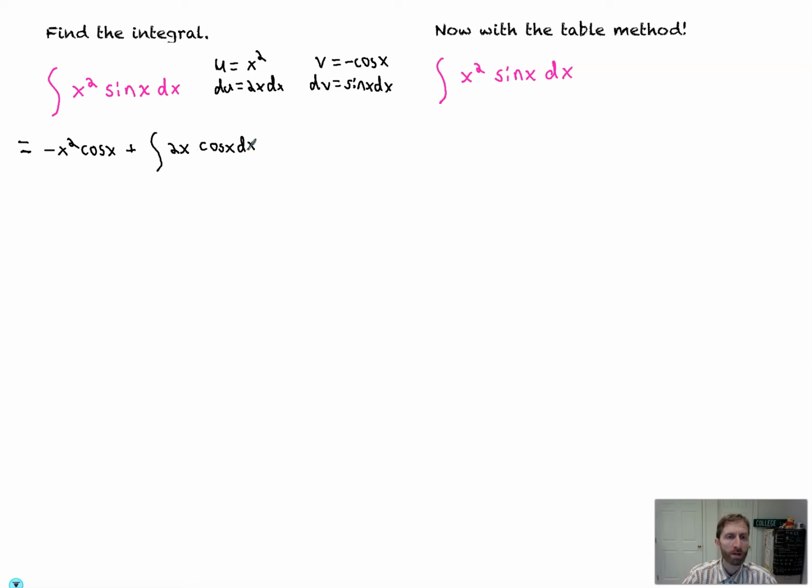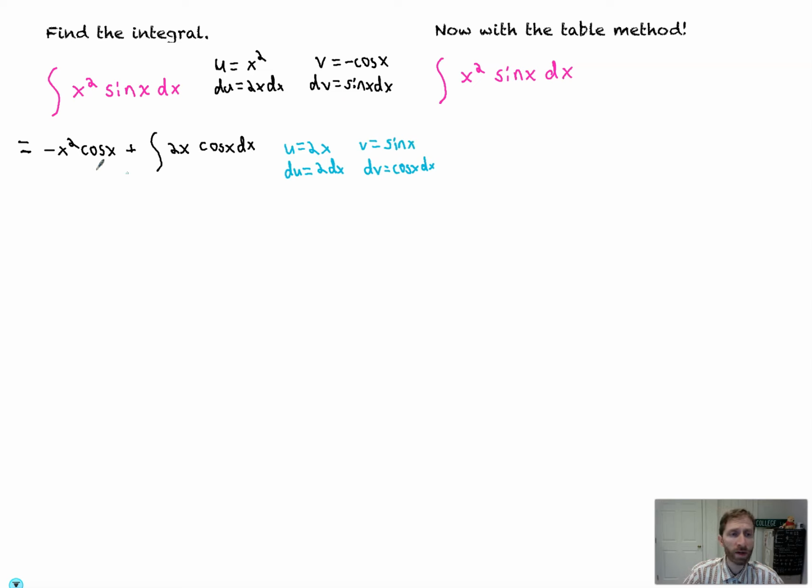No problem. So we do it again. And so u, again, should be 2x. The reason why that should be 2x is because its derivative will get simpler, and good things will happen. du is 2 dx. dv is going to be cosine of x dx. The antiderivative of cosine of x dx is equal to sine of x. That's very nice.